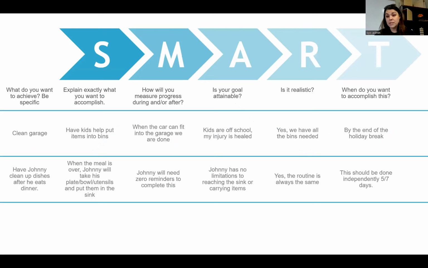Okay, so we're going to go through some examples. The first one is a little bit more generic. It's something that a family member might put in order for themselves. The second one is more clinical, so we'll do both. So the first one says, what do you want to achieve? We want to clean out the garage, right?